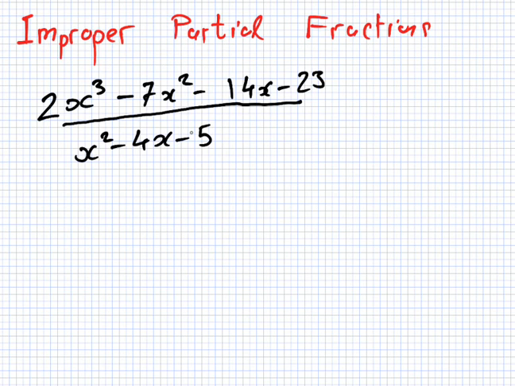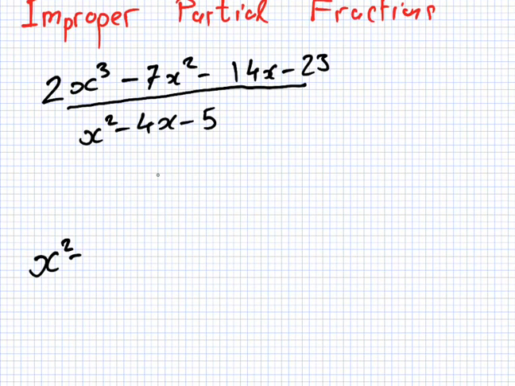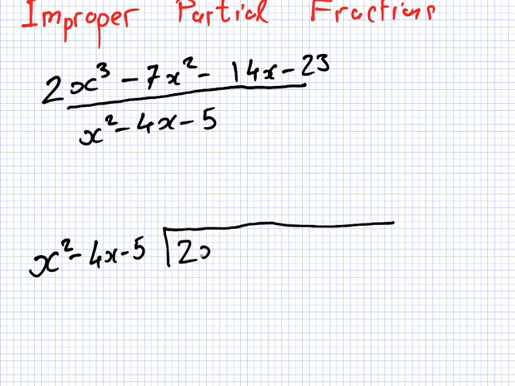Well, we can change these improper partial fractions into proper partial fractions by long division. So first we long divide. Oh, and by the way, this will not divide perfectly into this, but that's okay. That's to be expected. x squared minus 4x minus 5 divided into 2x cubed minus 7x squared minus 14x minus 23. So you can see the first one must be 2x.